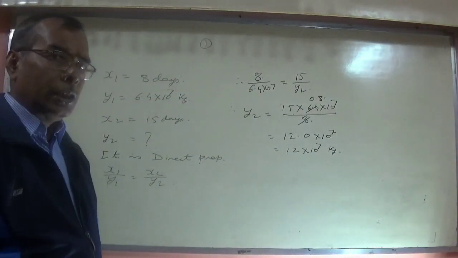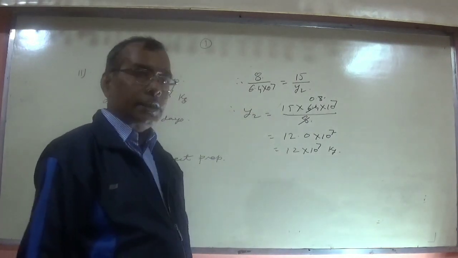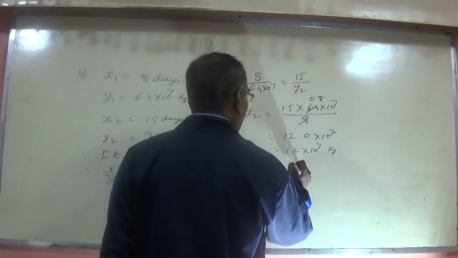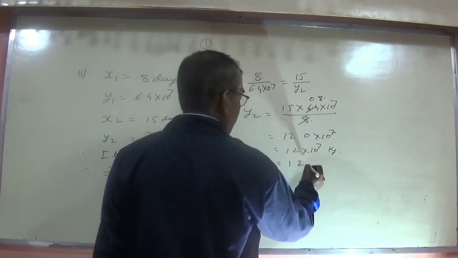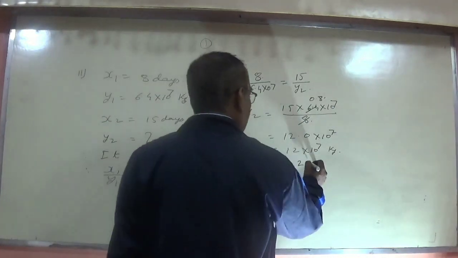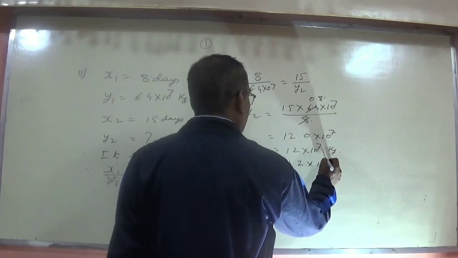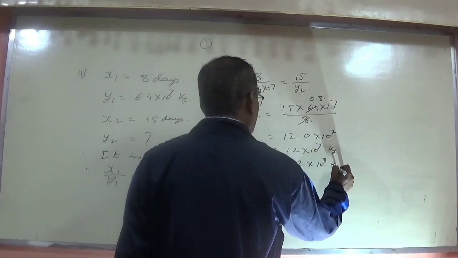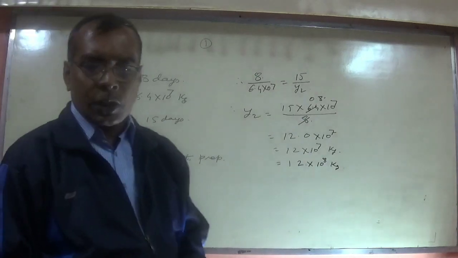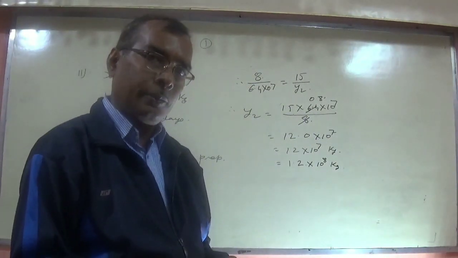Now one thing I am telling you, this is not in scientific form, because after 1 digit a decimal should come. In that case, if we want to put 1.2, definitely that means here you have to write 10 to the power 8 kilogram. So this much dust will accumulate in 15 days.